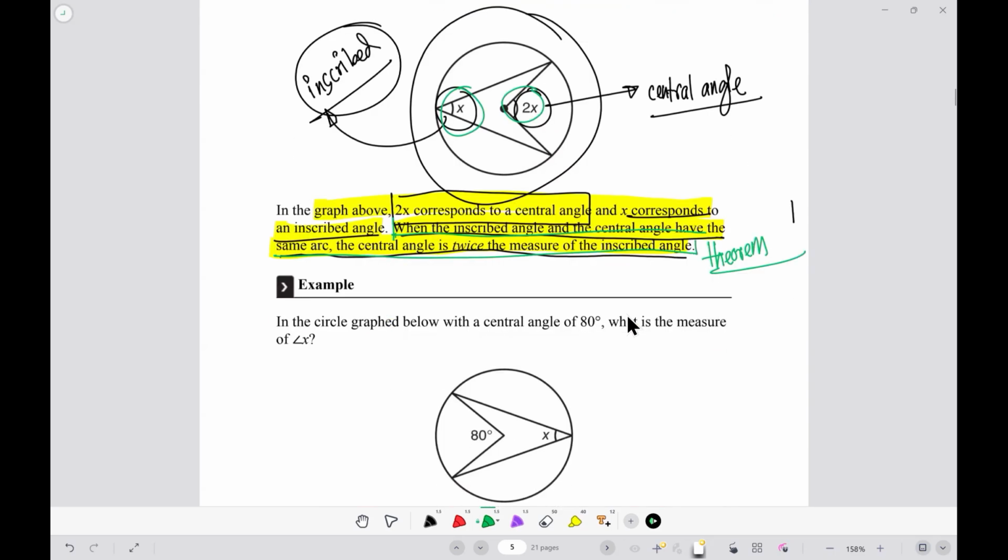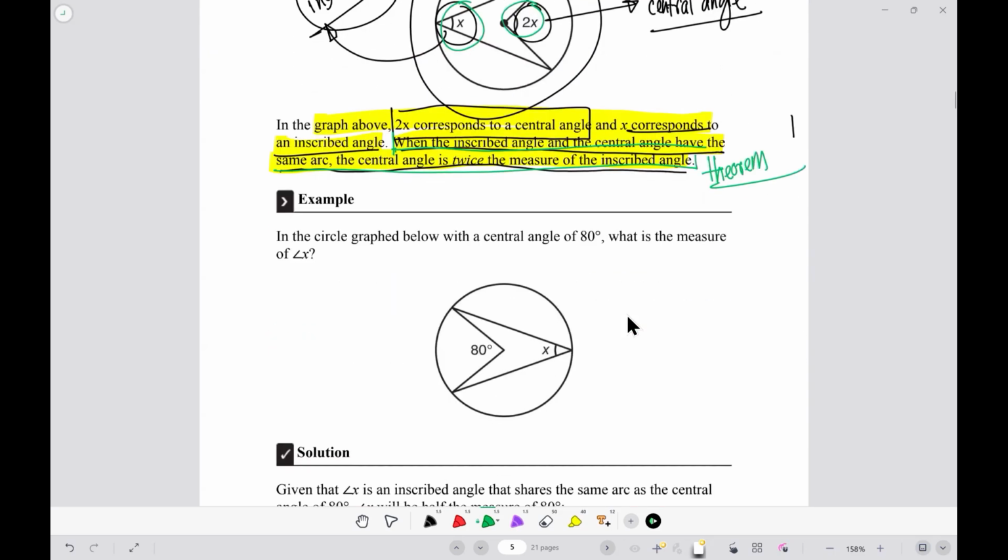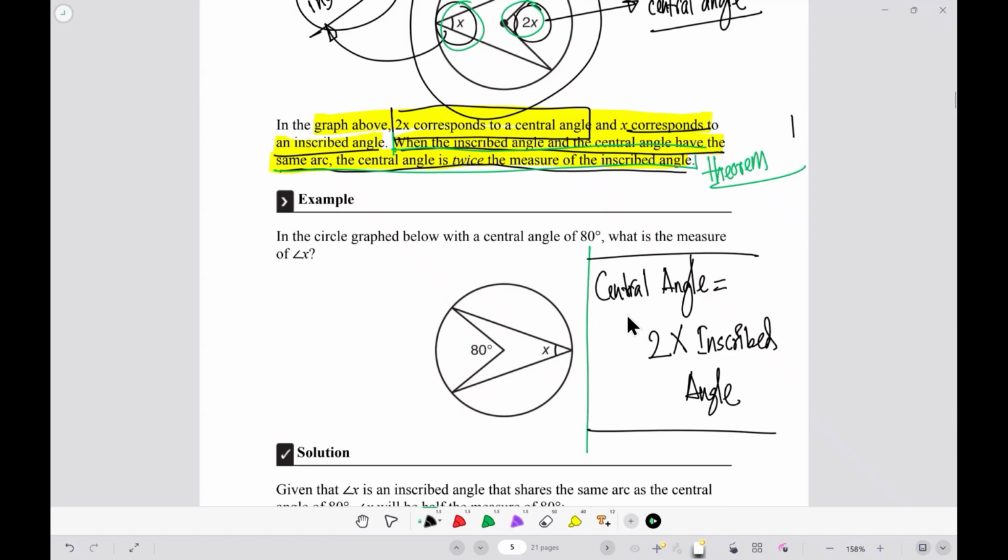There is a mathematical relationship. The mathematical relationship is telling that the central angle is equal to twice the inscribed angle. This is our theorem. The central angle is equal to twice the inscribed angle. So this is the theorem that they are talking about.